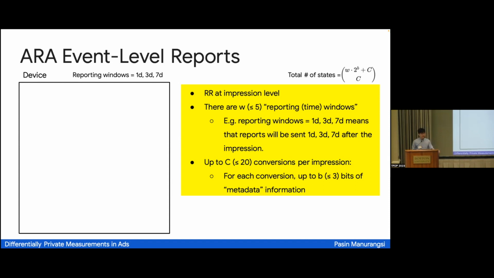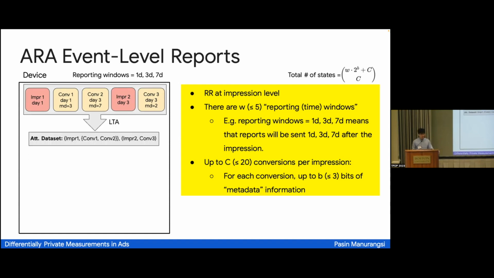Just to give you an example, let's say that we have reporting windows of 1 day, 3 days, 7 days, and let's say we have this sequence of impressions and conversions. The first impression happened on day 1, the first conversion happened on day 1 as well, the second conversion happened on day 7, and then the second impression happened on day 3, and the third conversion happened on day 3. In this case, if we do last touch attribution, the first 2 conversions will be attributed to the first impression, and the last conversion is attributed to the second impression.